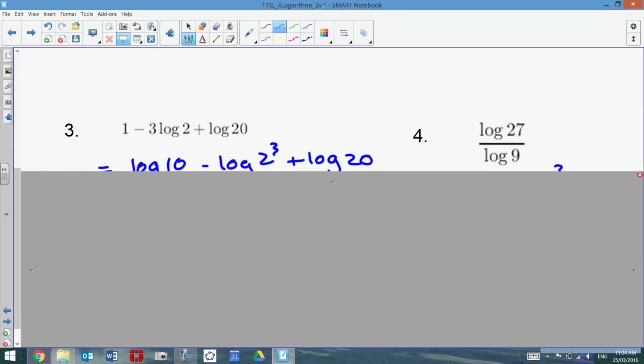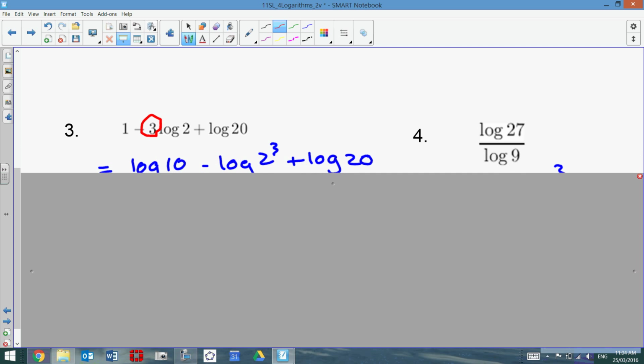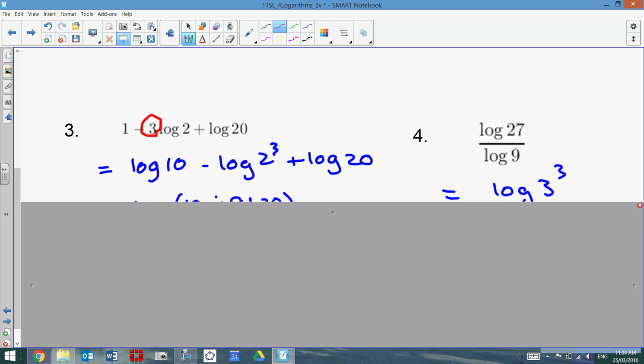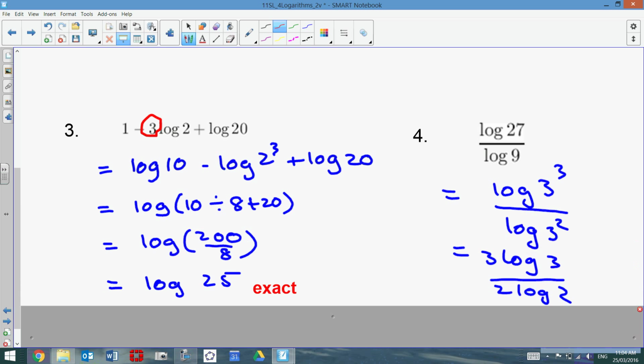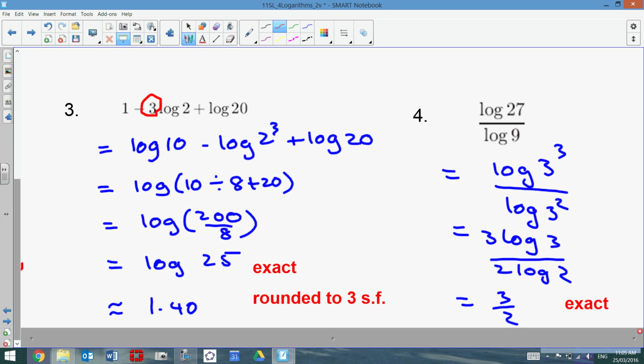Taking a look at our next two examples, we have 1 minus 3 log 2. So notice that you have a coefficient here. So now with our new rule for coefficients, we can do something with that. And then example 4 is log of 27 divided by log of 9. Try these on your own and see if you come up with the same answers that we do.